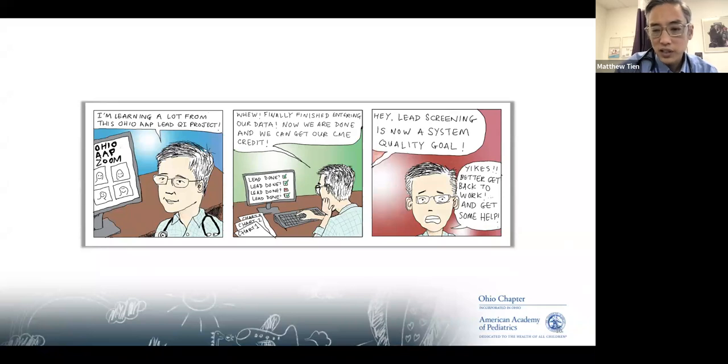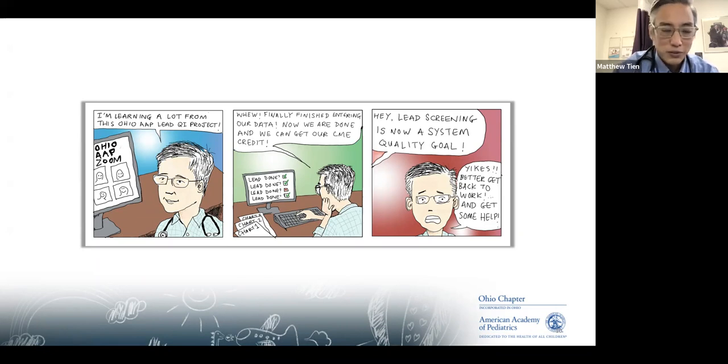and I was telling these guys beforehand, I really think it was one of these home run type of QI projects that the Ohio AAP sets up. Not only was I able to check off my MOC credit, but it really led to sustained changes that we've made across our health system, and that we're trying to help spread throughout our region by collaborating with other health systems.